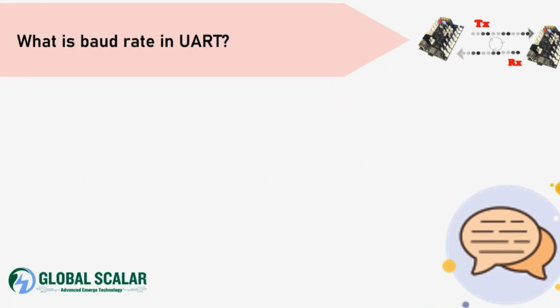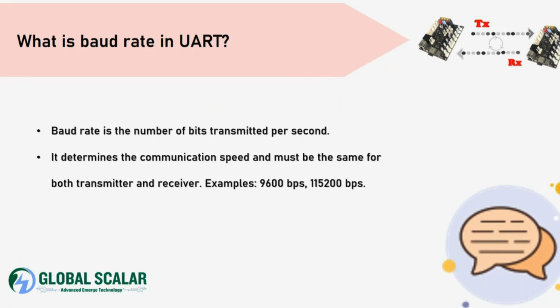What is the baud rate in UART? Baud rate is the number of bits transmitted per second. It determines the communication speed, which must be the same for the transmitter side and receiver side.